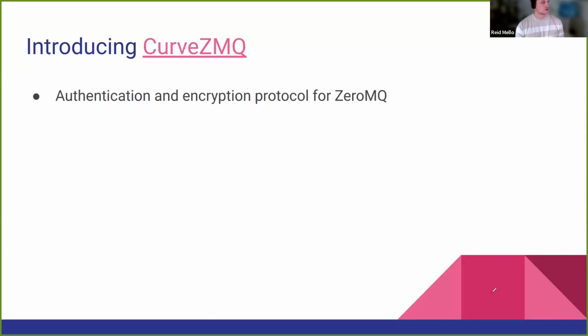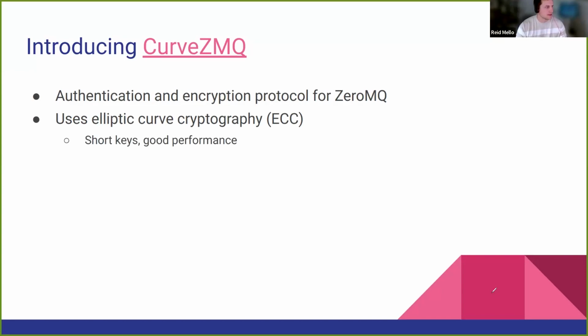Okay, so just quickly go over what CurveZMQ is. Basically, it's an authentication and encryption protocol for ZeroMQ, and it's really the only officially supported protocol for ZeroMQ with encryption. There's ways to add encryption to ZMQ without using Curve, but this is the sort of de facto way to do so. It uses elliptic curve cryptography, which I won't go into a ton of detail about, but basically, two important characteristics: it uses short keys, so it has good performance.